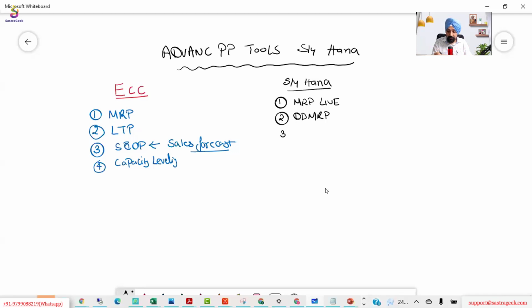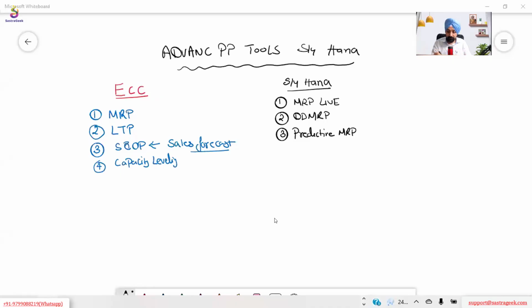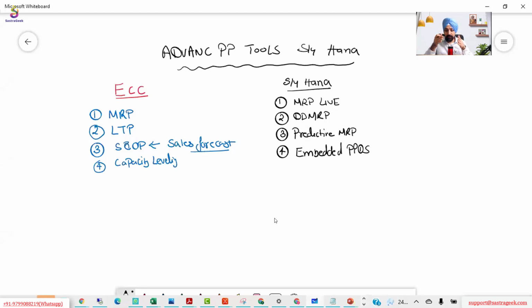Then the third thing we have is Predictive MRP. So we have MRP Live, we have DDMRP, we have Predictive MRP, and the fourth thing which we also have is embedded PPDS.